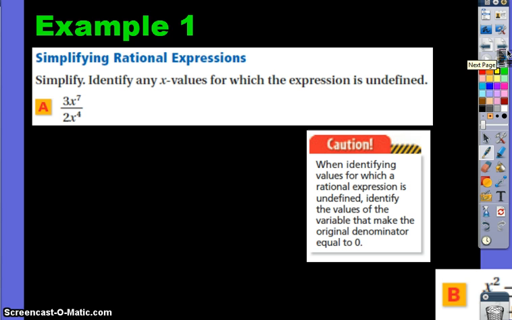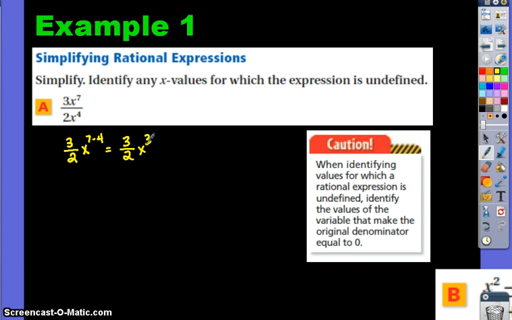So here's our first example. They want us to simplify and identify any values for x for which the expression would be undefined. All right, let's start off with the simplification part. We have 3 times x to the 7th over 2 times x to the 4th. Well, the 3 and the 2 don't have any simplification, but remembering our laws of exponents, we know that x to the 7th over x to the 4th is really x to the 7th take away 4. So this is 3 over 2 times x cubed.